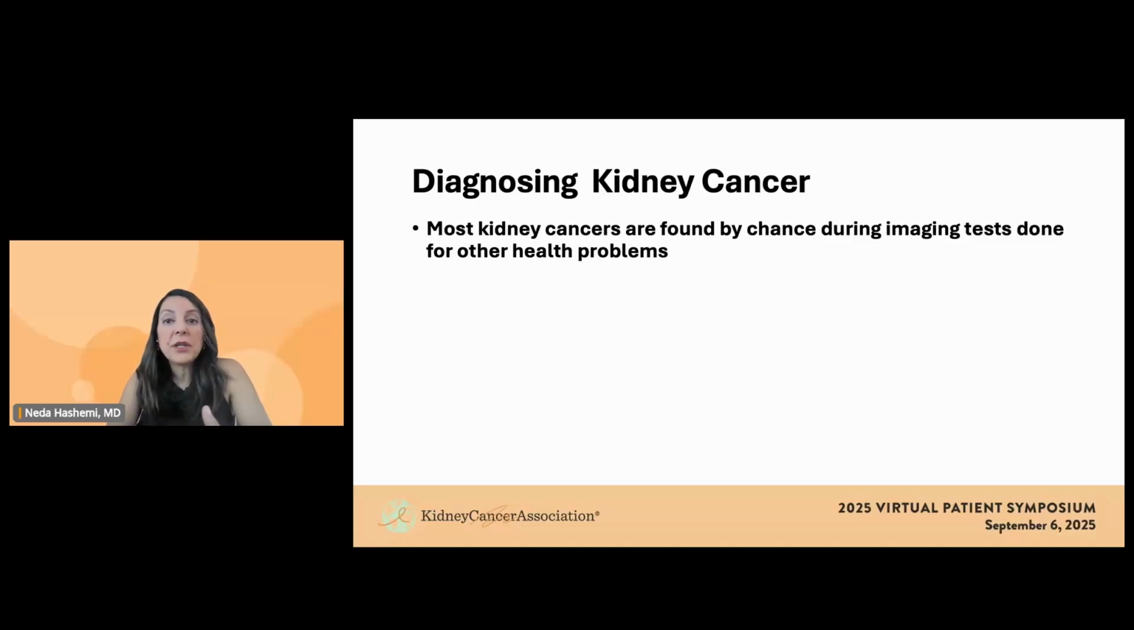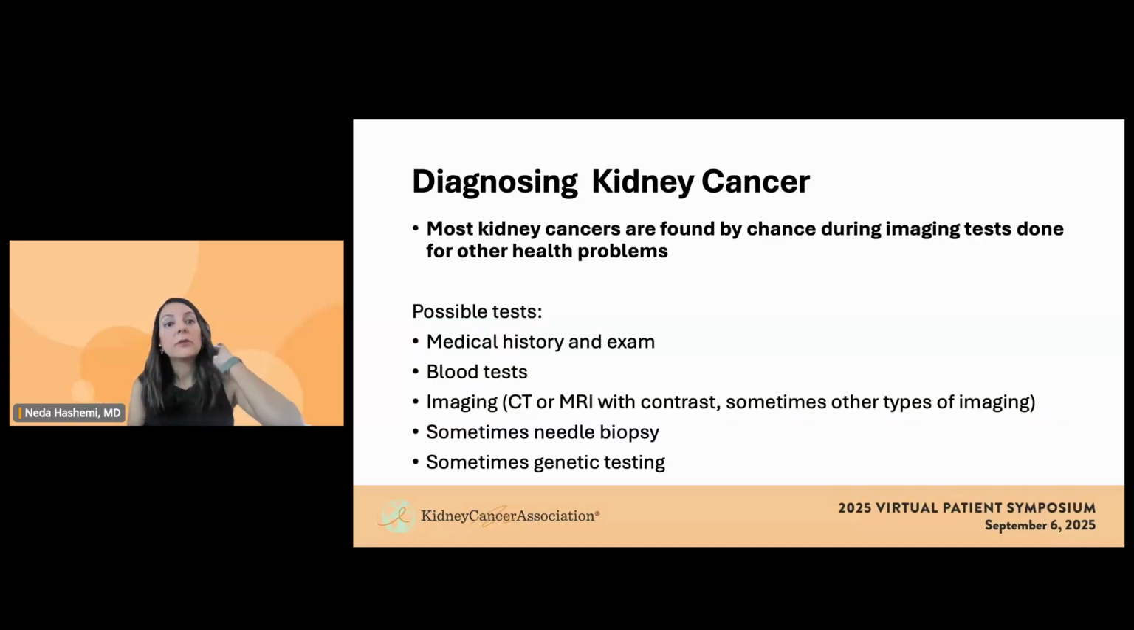You're doing imaging tests for some other medical problem, or for example, you have been in a car accident and you go to the ED and they want to check your body to make sure for the trauma, and they do scans and they find, we call it incidentally, that there is a tumor on one of your kidneys. So that's the most common way we find it these days. But it could be also that you could have other ways of finding it.